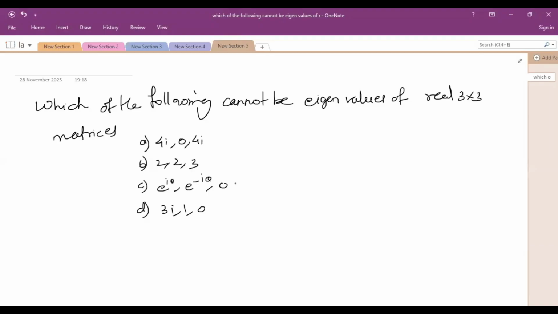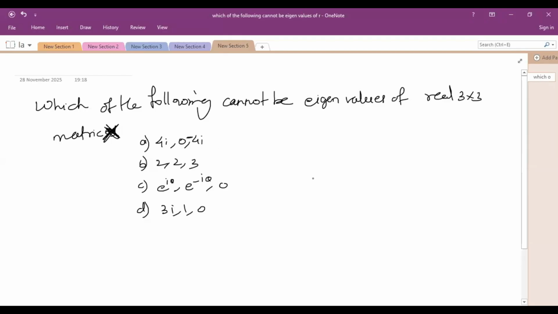So we know that the matrix is a real matrix, and you're looking for the possible eigenvalues, and out of these options, which one is not a proper choice? Option A and I think option D. Option A and option D. The first one is 4i, 0 and minus 4i.